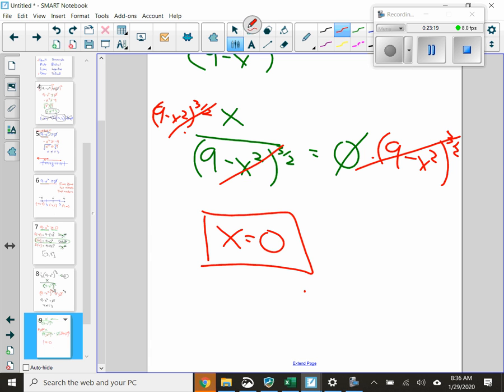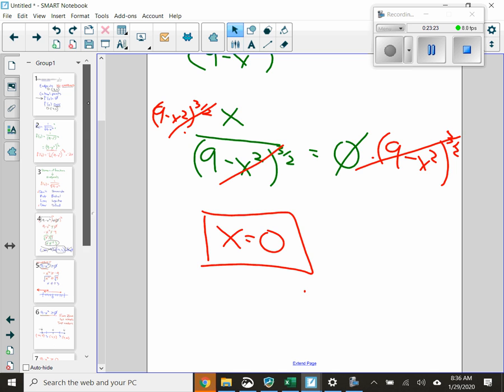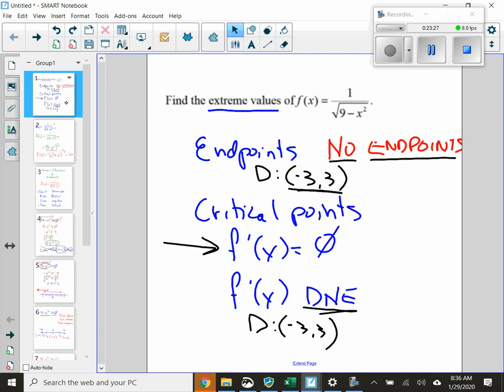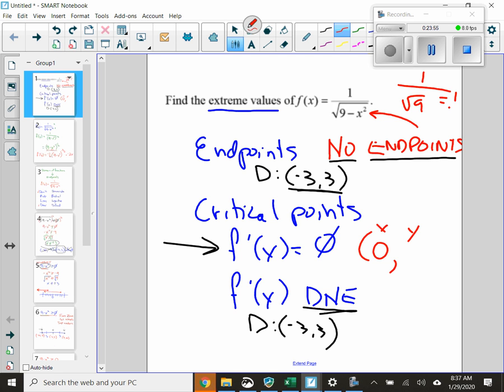And indeed, that is the critical point. That is the last piece of the puzzle here. Well, not the entirely last piece of the puzzle, but where f prime of x equals 0 is at the point 0. That's my x value, and I need to find the y value. Well, the way I find the y value is by plugging 0 into the regular function, and I can see that that's going to be 1 divided by the square root of 9 equals 1/3. So the critical point where I might have a maximum is the point (0, 1/3). No endpoints, no places where the derivative does not exist. There is one place where the derivative is equal to 0, and that's at the point (0, 1/3).